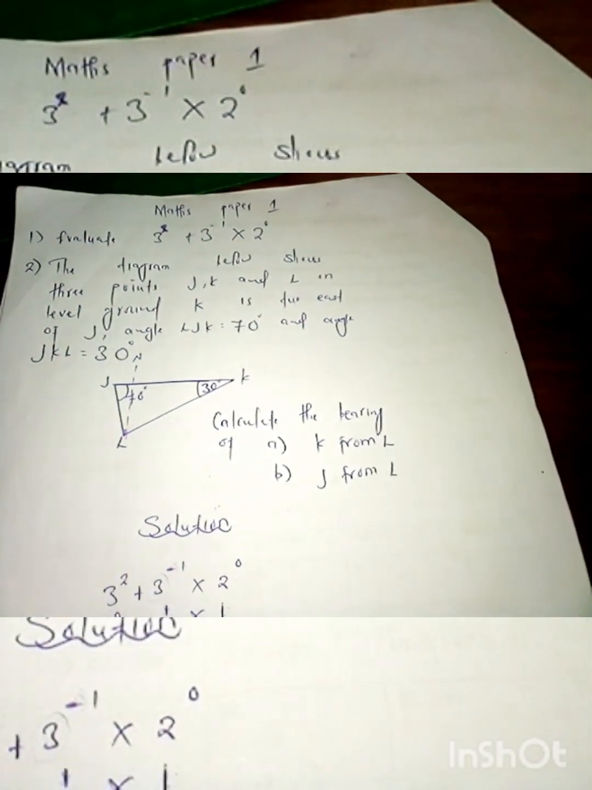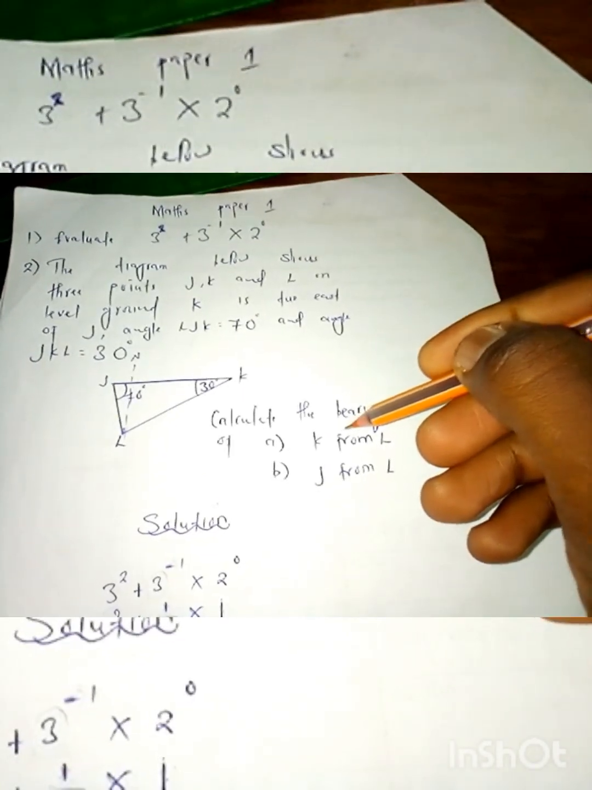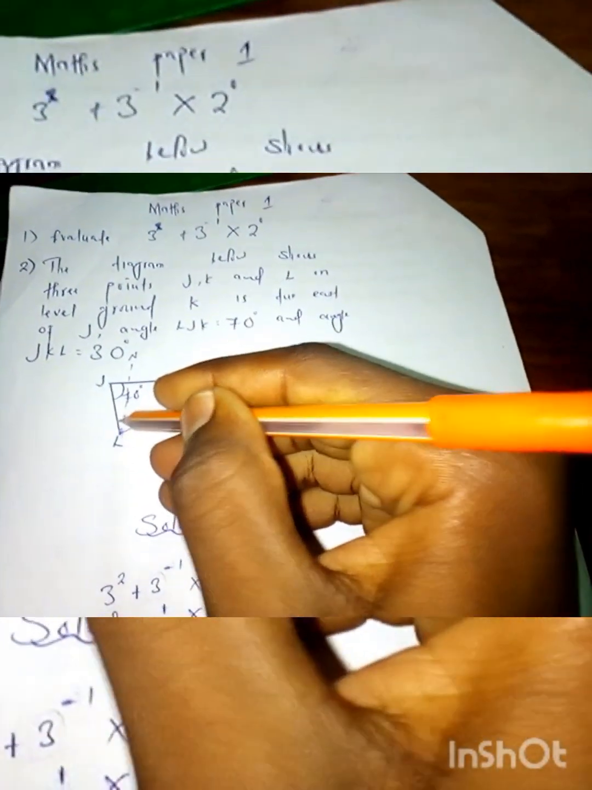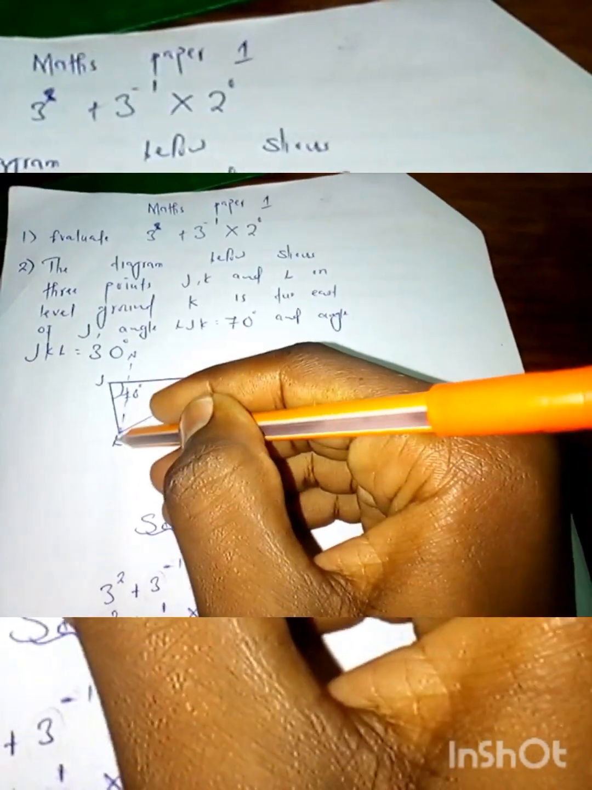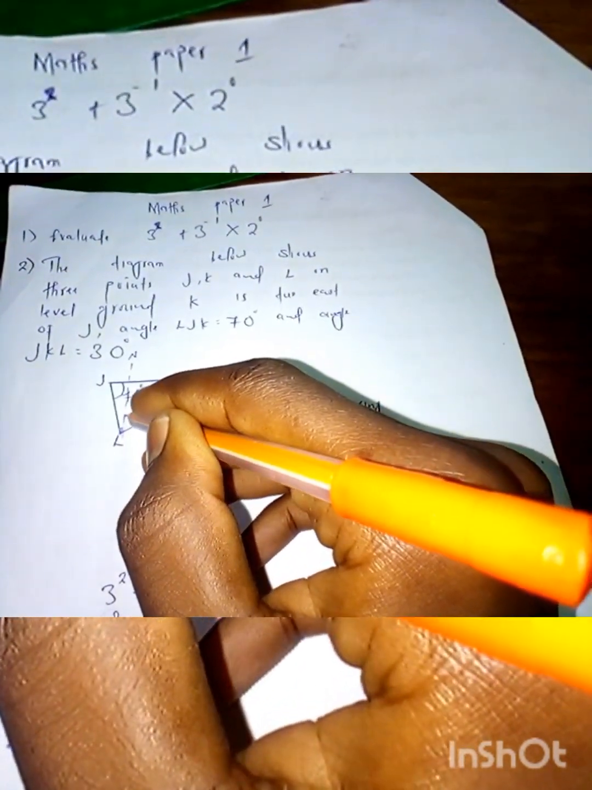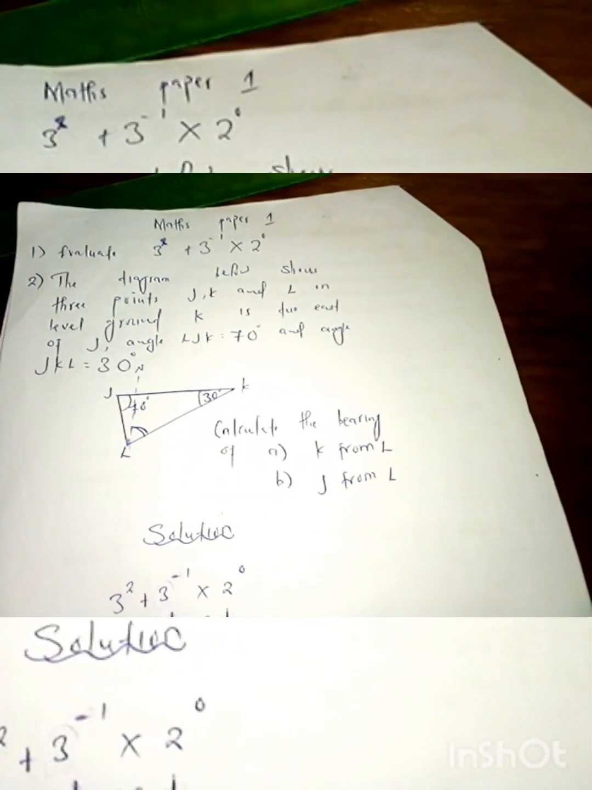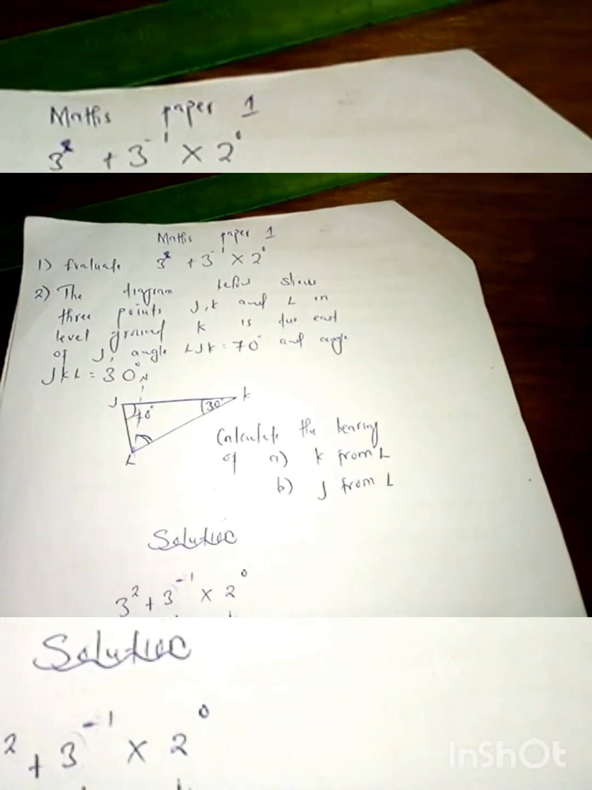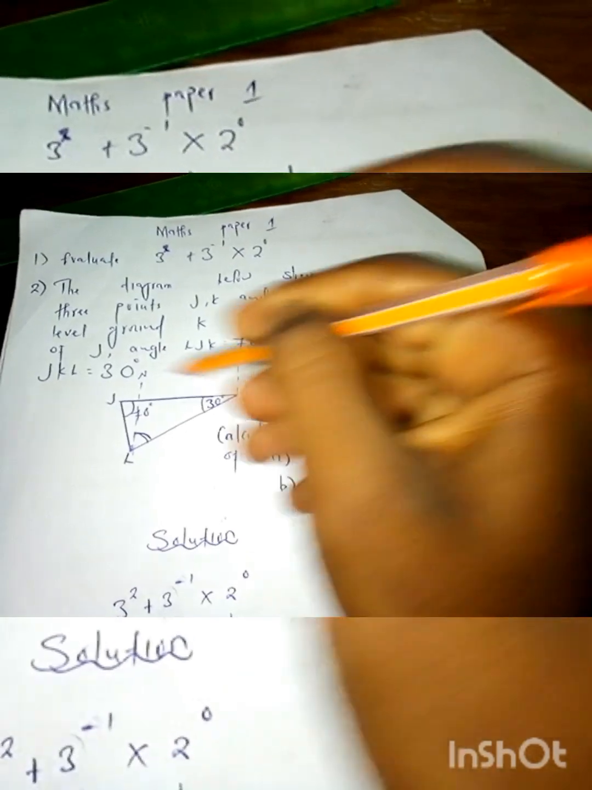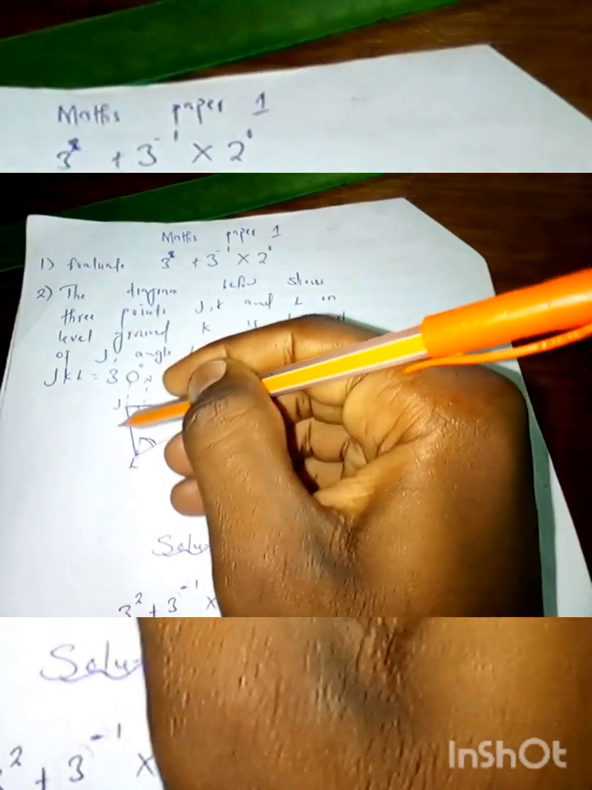So they want us to find the bearing of K from L. From L, that's where you draw the north. Then the bearing, that's what they want us to find. Okay, here. So from here, you're also going to draw a north here, and a north here, like this.